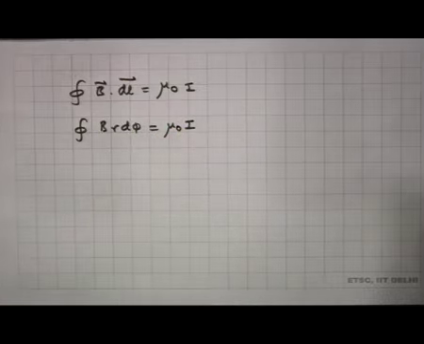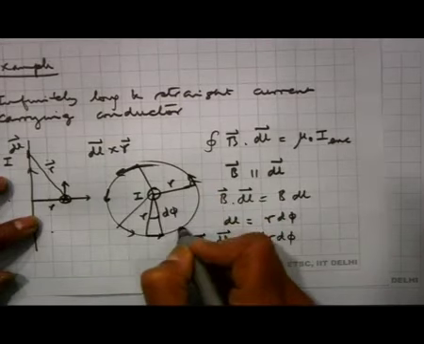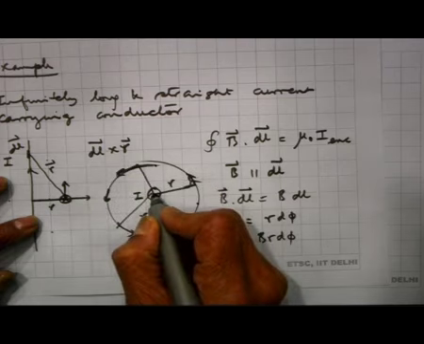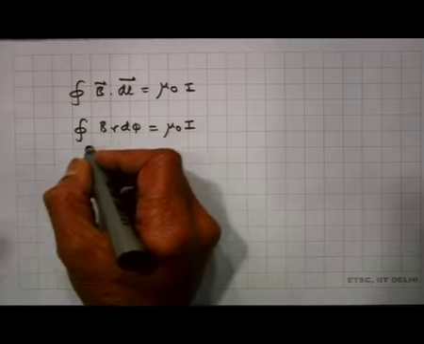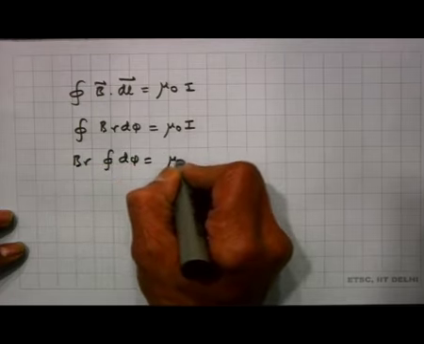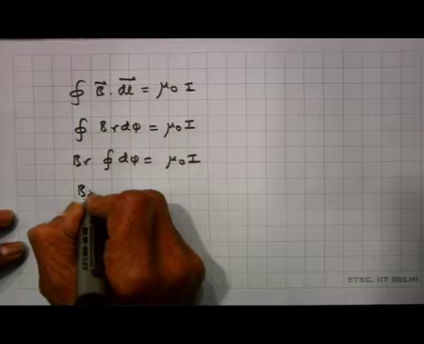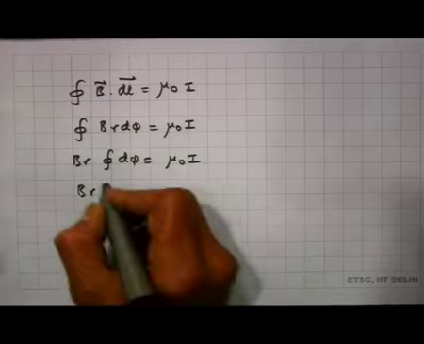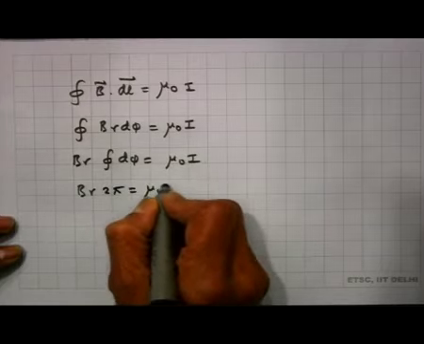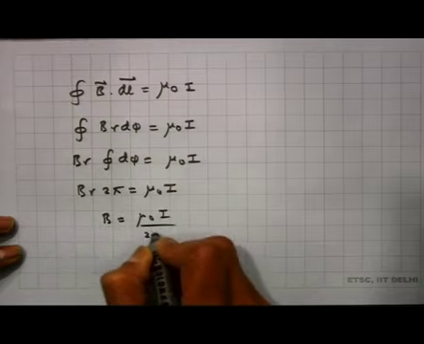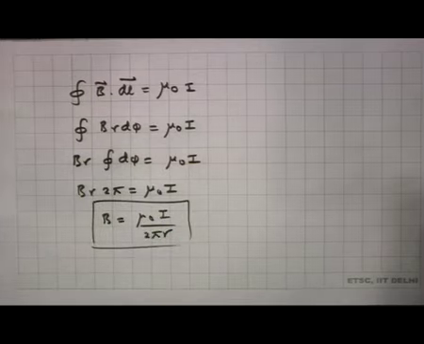Now, B is independent of phi. B is the same here, here, here, here, here. Everywhere B is the same, because I am taking a circular path with this wire at the center. So, I can take B out of the integral, and of course, r does not depend on phi. So, B r integral d phi is mu naught I. Integral d phi is the total angle subtended by the circle at this point, which is 2 pi. So, B r times 2 pi is equal to mu naught I. So, the magnetic field I have got is mu naught I over 2 pi r, the same as before.